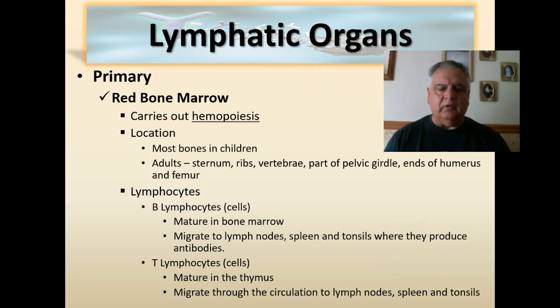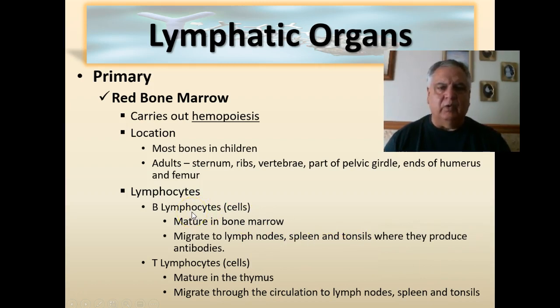Once these cells mature in the thymus, they will migrate through the circulation, and look at where they end up. They end up in the lymph nodes, the same place the B cells do, the spleen, the same place the B cells do, and the tonsils, same place the B cells do. We can find B cells and T cells in all three of these places. But what's the difference here?